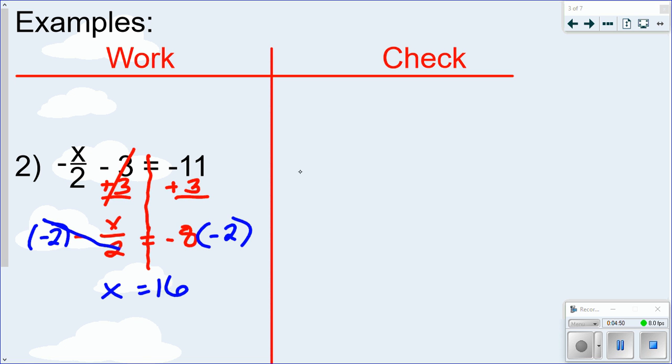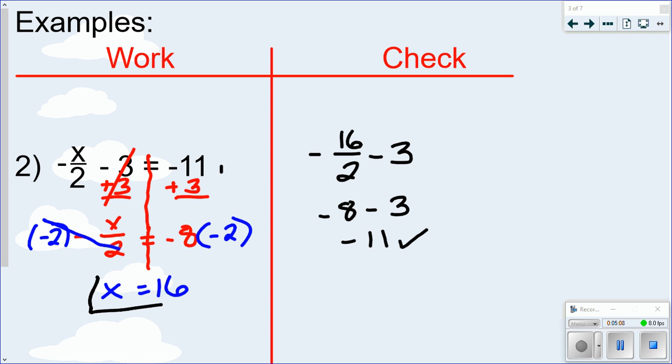And again, I can check this. I'll plug it in. So I plug in 16 for x, -3. This is just division. So 16 divided by 2 is 8, and that's negative. And then -8 minus 3 is -11, which is what I wanted it to get. So I got the right answer. x equals 16.